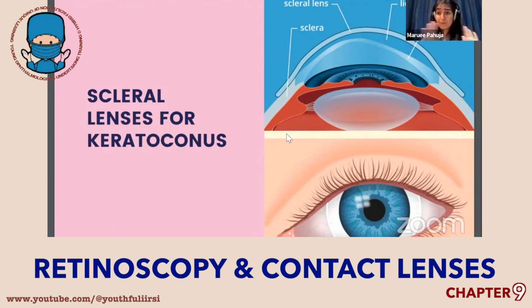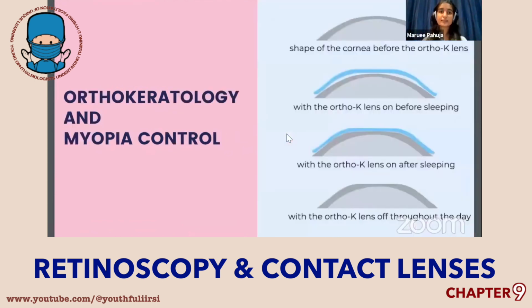And these lenses are absolutely comfortable as compared to RGP lenses, which are also given in keratoconus, because they do not sit on the cornea. The landing zone is on the sclera. That's why the name scleral lenses.